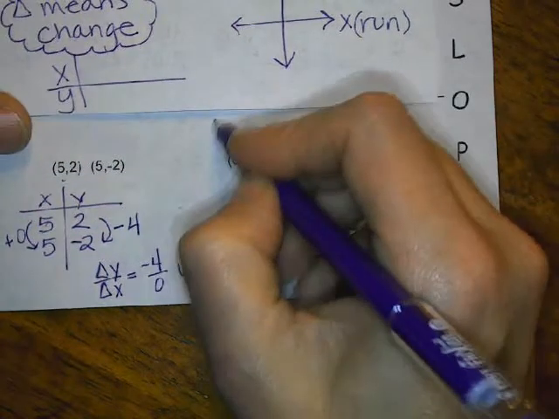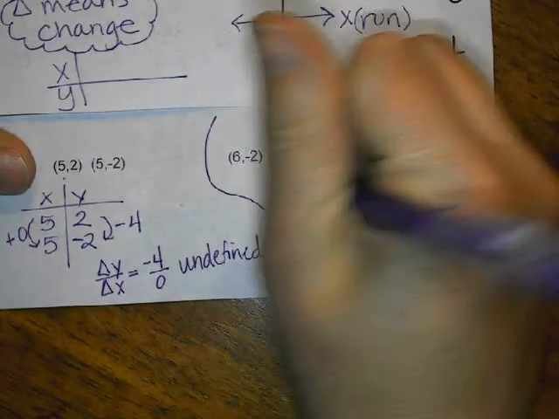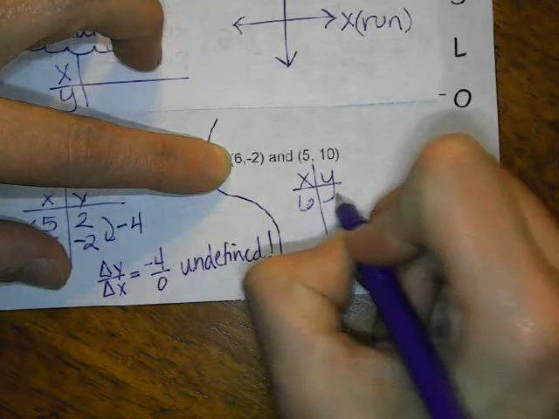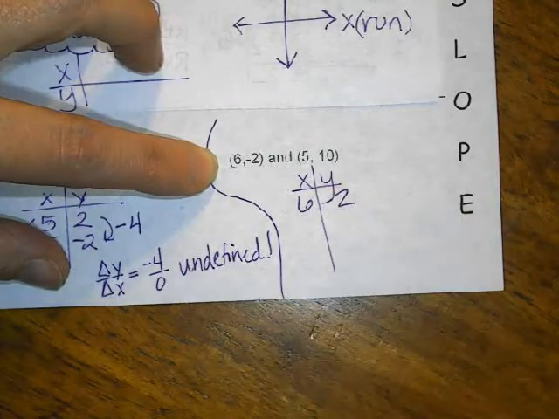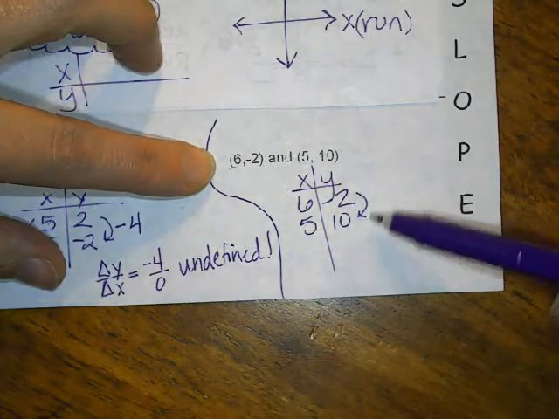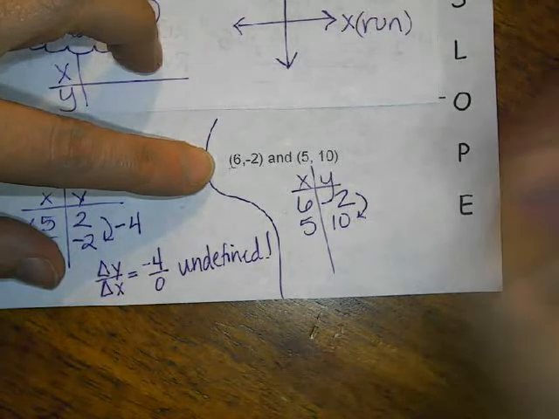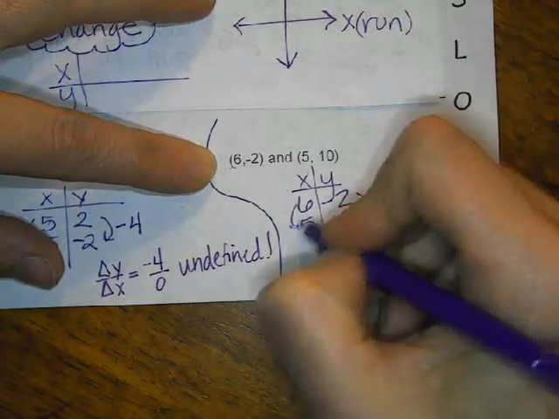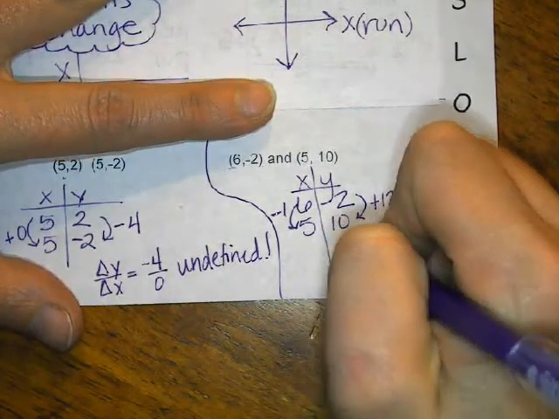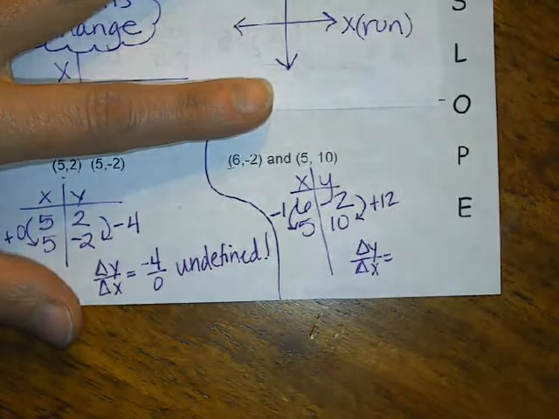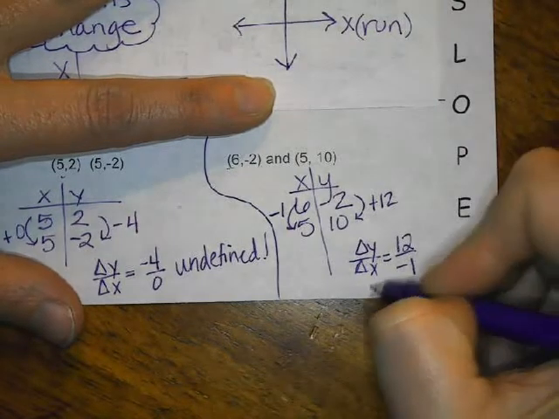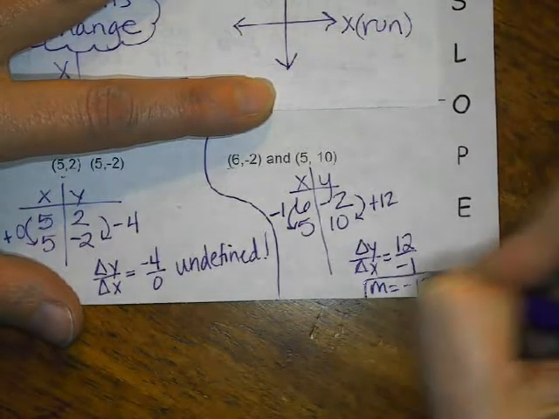Okay. Alright, if I want to make a table for the second one, same thing, x, y table, put the numbers right in the table. 6, negative 2. So you just literally write it from left to right, and then 5, 10. If I owed $2 and now I have $10, how much money did I go up? 12. And then from 6 to 5 is down 1. So slope is rise over run, where rise is the y's, so change in y over change in x, and that equals 12 over negative 1. So m equals negative 12.